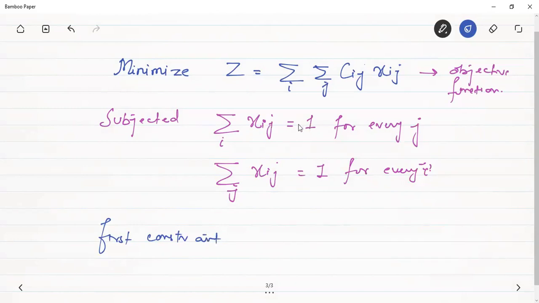Summation of Xij should be equal to 1, for every j. For my problem, if I is equal to 1, therefore x11 plus x12 plus x13 should be equal to 1. It should be equal to 1.